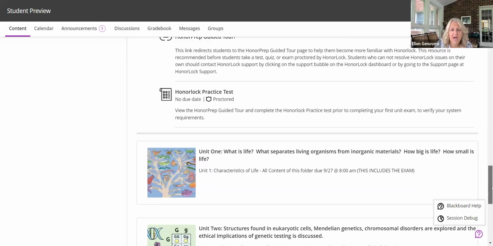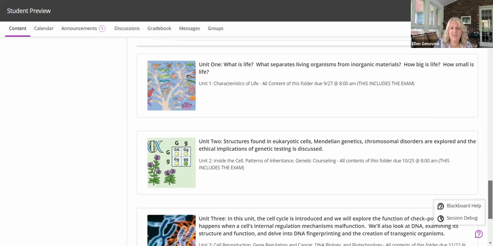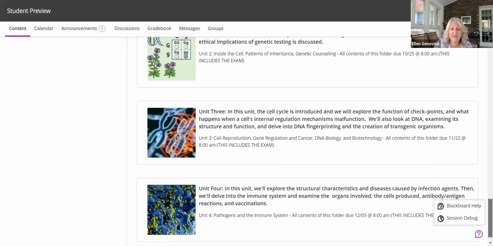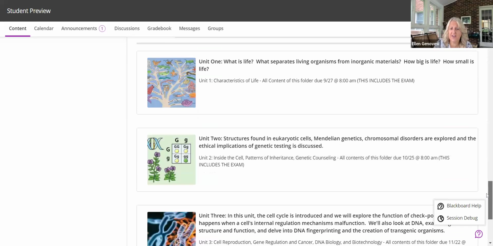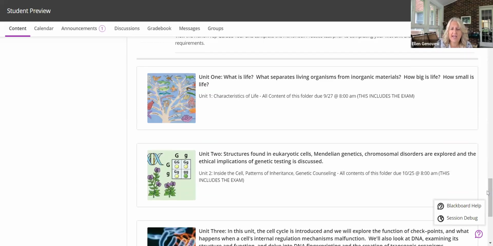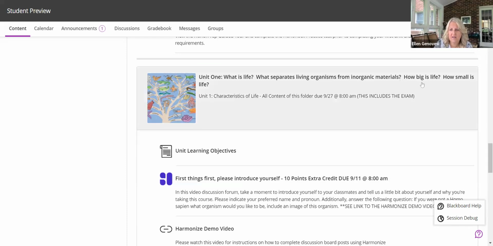The class is divided into 4 units. I usually just leave everything open at once. Each folder gives you an idea when the hard deadline is. After that time, the folder closes. So if you're almost done with an assignment and you think, oh, I'm going to go to bed, I'll submit it tomorrow morning and you sleep in a bit, you're going to miss it.